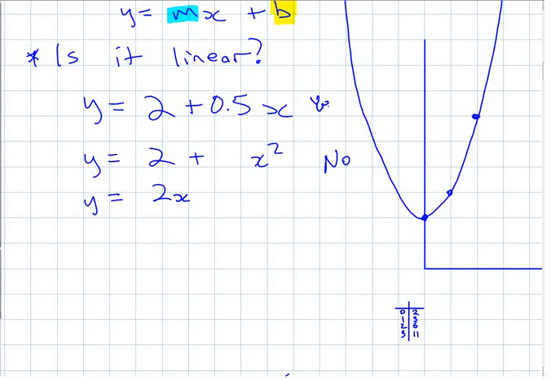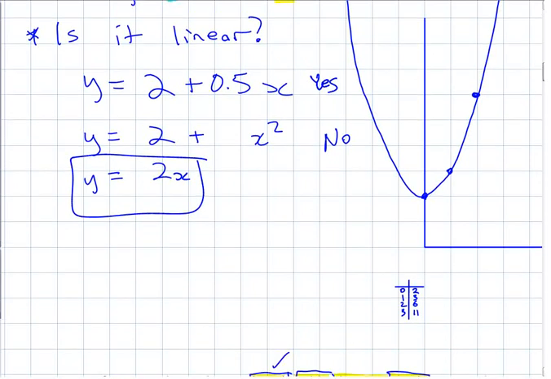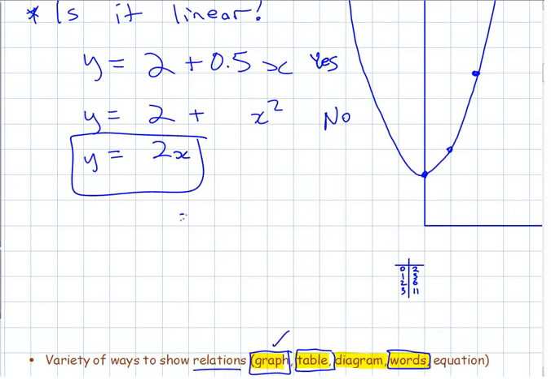This was a yes. That was a no. What about if it just said y equals 2x? That's a simple one to make a table really quickly. Give me some numbers. What if x was 0? What would y be?